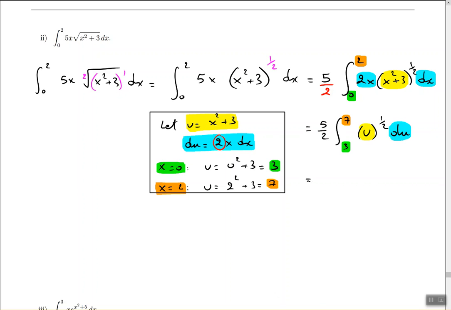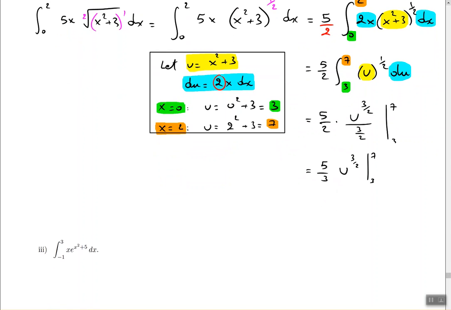And now I'm ready to do the antiderivative. So the antiderivative of u to the 1/2 is going to be u to the power of 3/2 divided by 3/2. Instead of plus c, we're going to put the 3 and the 7. And now we're basically required to do the fundamental theorem of calculus part. So let's see. First of all, 5 times 2/3 is going to be 10/3, so we're going to get 5/3 u to the power of 3/2, and that's going between 3 and 7. So let's plug in the 7 and let's plug in the 3 and see what happens.